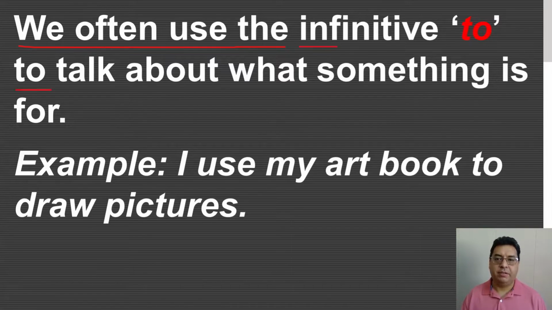Hello again, everyone. Today's video is going to be on math probability using the infinitive to. So it's going to be a bit of an integrated lesson with English, and I'm going to show you how to do that right now. We often use the infinitive to talk about what something is for. And the example here is, I use my art book to draw pictures.